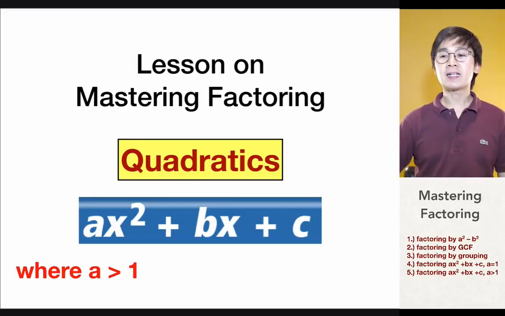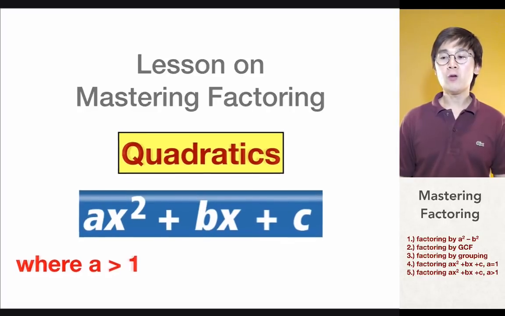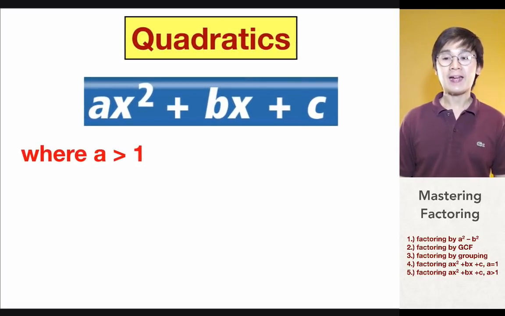And now the factoring techniques that we're going to be using in this quadratic equation will give us a leading term that is greater than 1. So now our a will be greater than 1, which means it could be 2 or 4 or 7 or 8. And when this happens, we'll be using several factoring techniques to solve for the factored form of this quadratics.